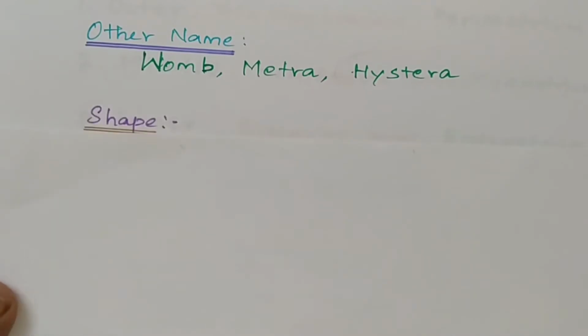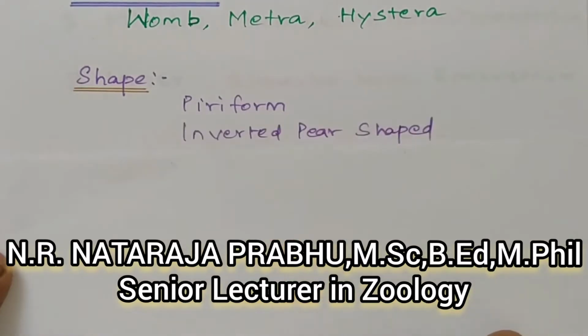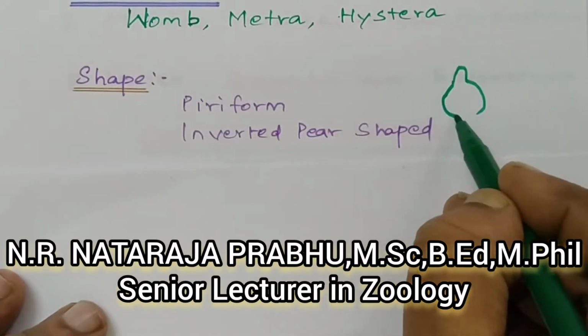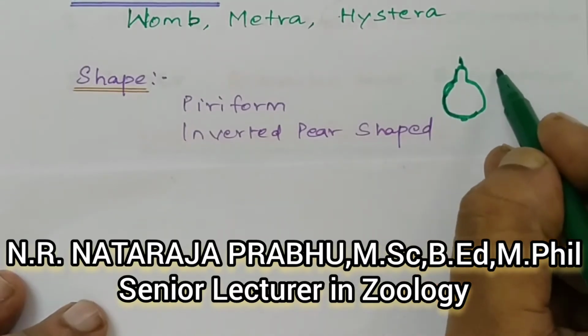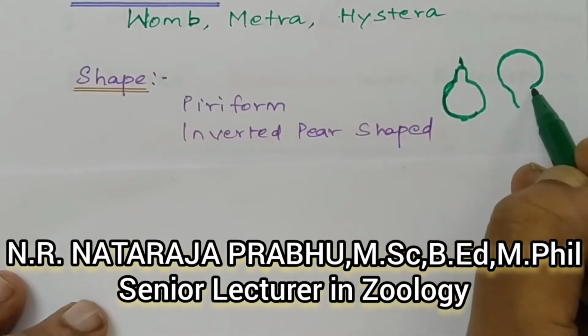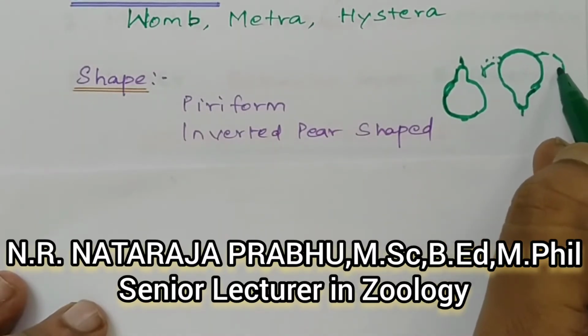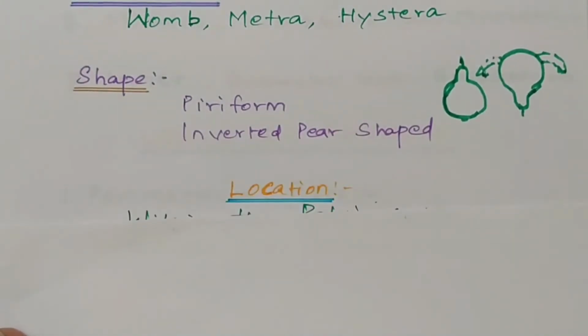And the shape, this is the morphology. The shape of the uterus is periform, otherwise inverted pear shaped. You may know the pear fruit. Just imagine the shape of a pear, inverted pear shaped. The uterus is like this, and imagine the fallopian tubes are here. So this is inverted pear shaped.